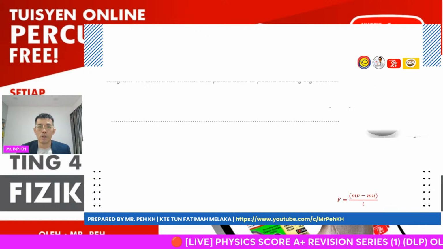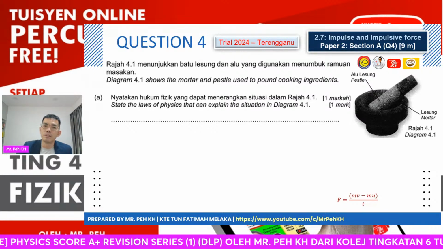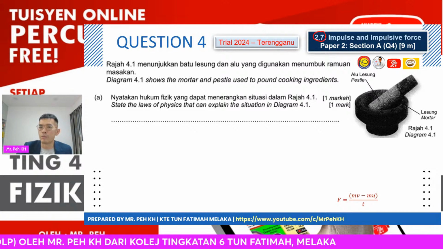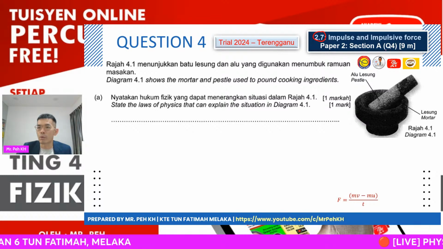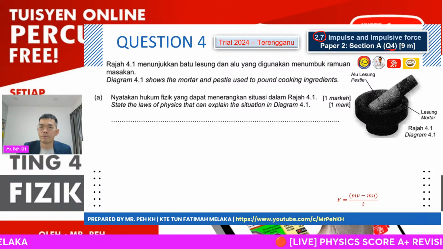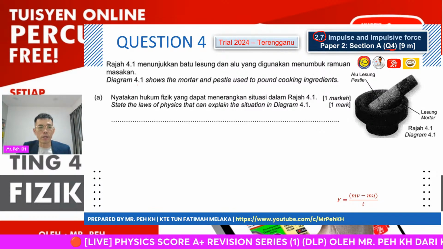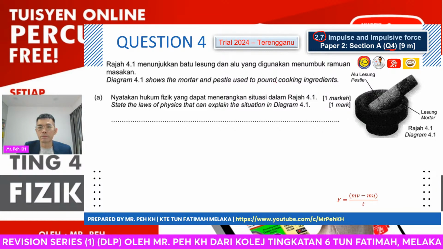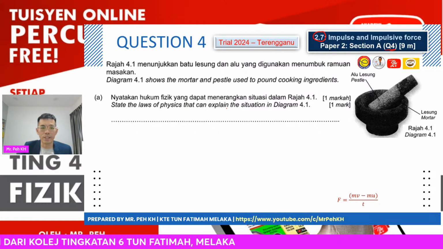Okay, so then question number 4, there will be the trial question from Terengganu, and the subtopic we discussed for this question will be 2.7, impulse and impulsive force. Then the type of question here will be question number 4 for Section A of Paper 2. Okay, so let us read the question together first. Diagram 4.1 shows the mortar and pestle used to pound cooking ingredients. State the law of physics that can explain the situation in diagram 4.1.